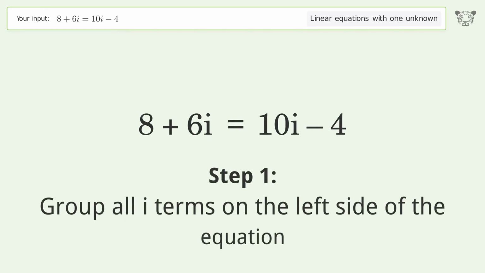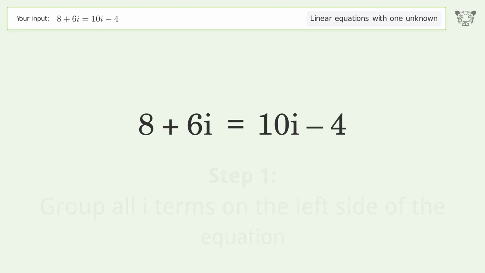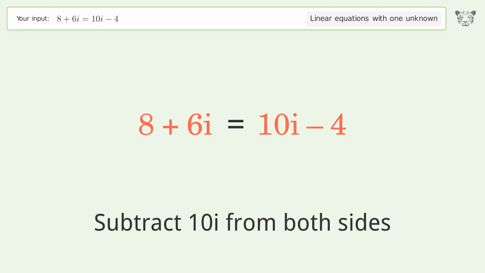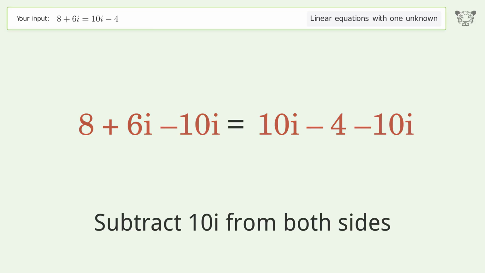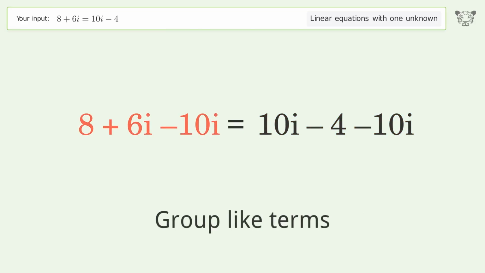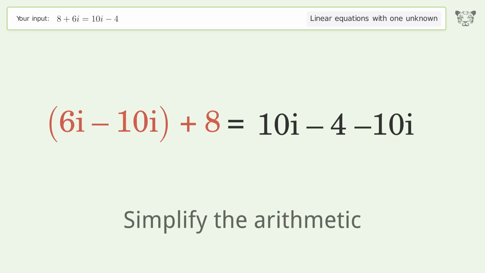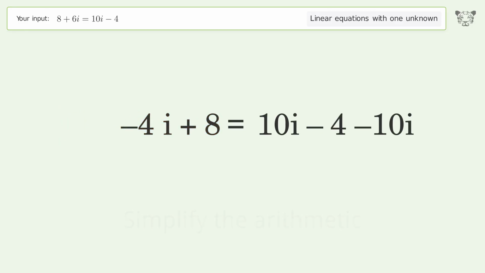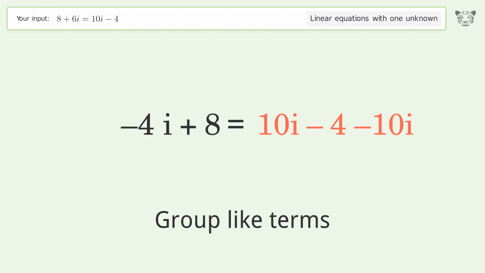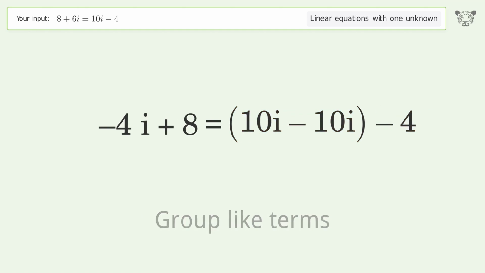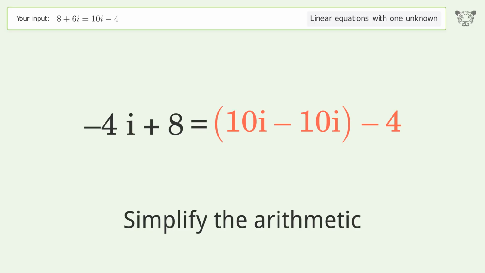Group all i terms on the left side of the equation. Subtract 10i from both sides. Group like terms. Simplify the arithmetic. Group like terms. Simplify the arithmetic.